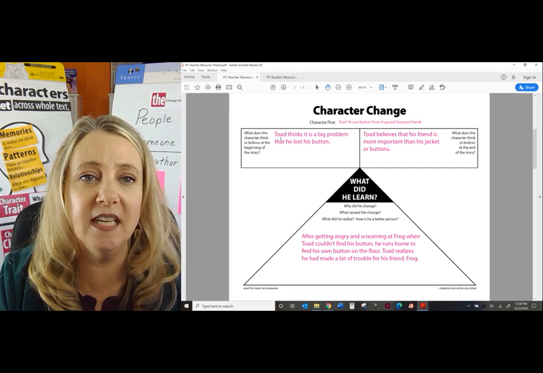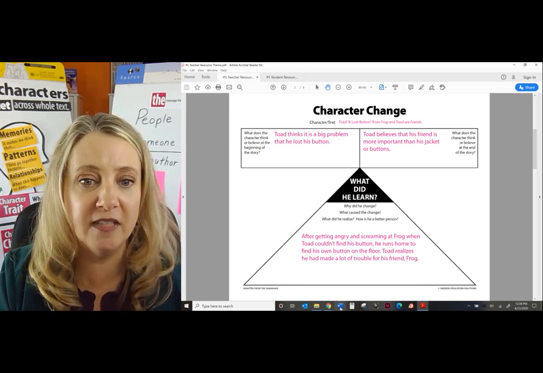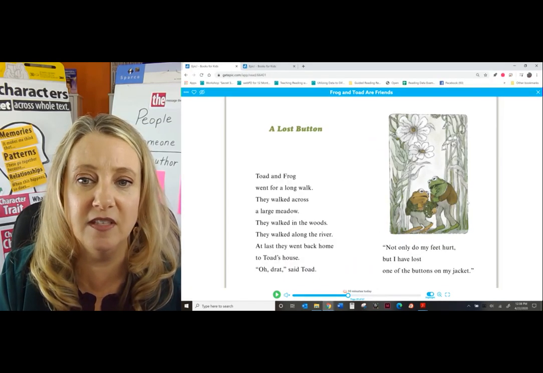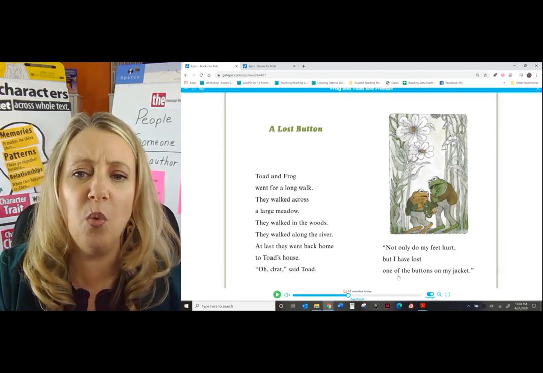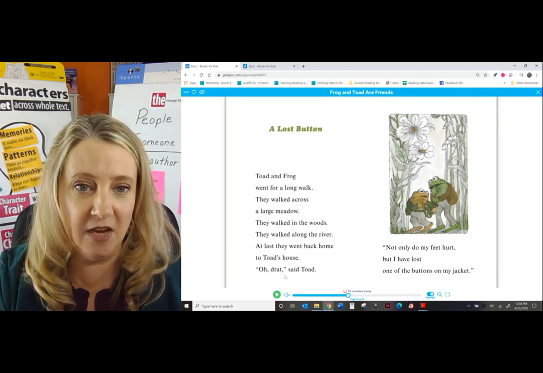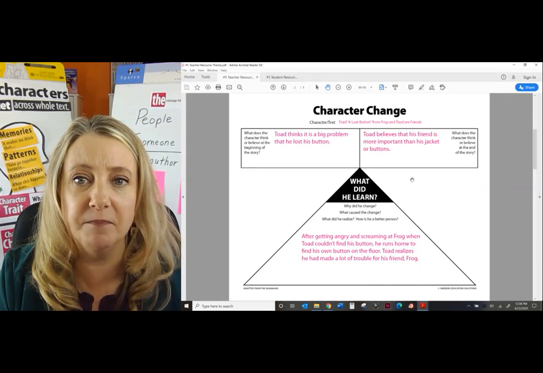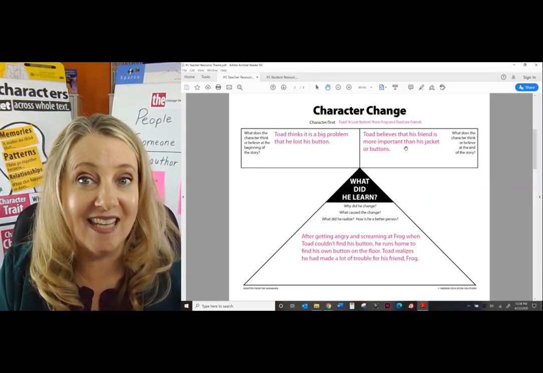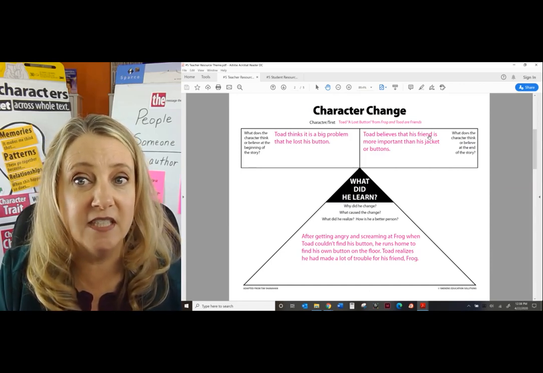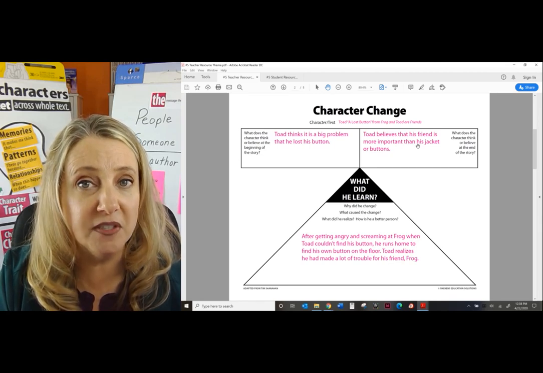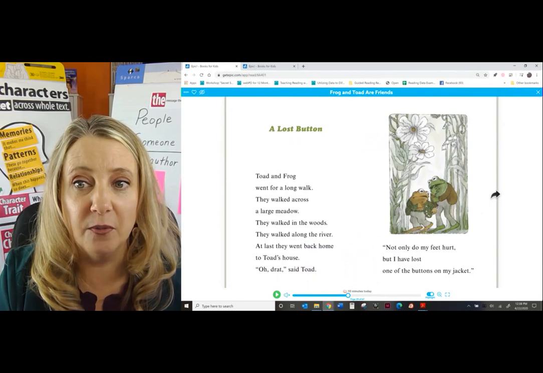Okay, so let's look at this. So how was he in the beginning? Well, Toad thinks it's a big problem that he lost his button. Remember, he's all upset. Let's go back into the text. "Now, not only do my feet hurt, but I have lost one of my buttons on my jacket." He even says, "Oh, drat," right? He's all upset about it. But at the end, he feels totally different. Toad believes that his friend is more important than his jacket or buttons. And how do we know that?